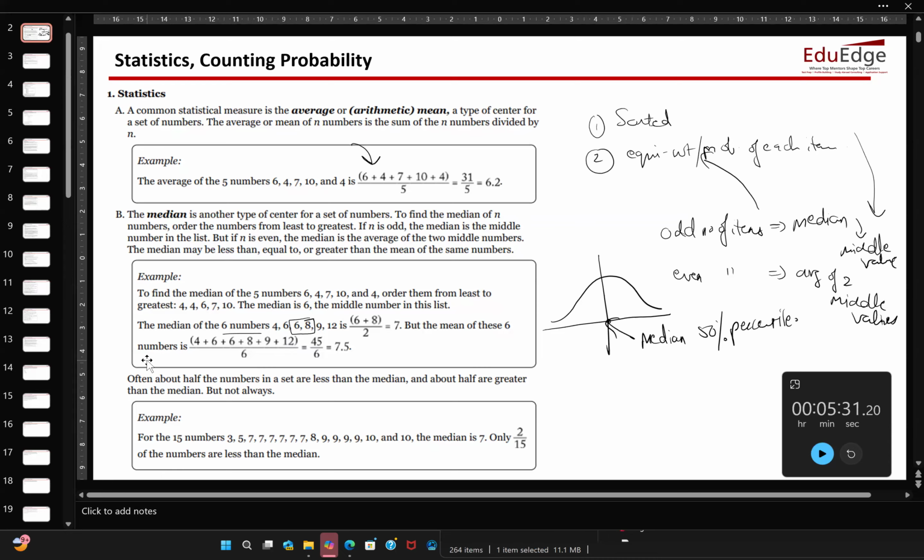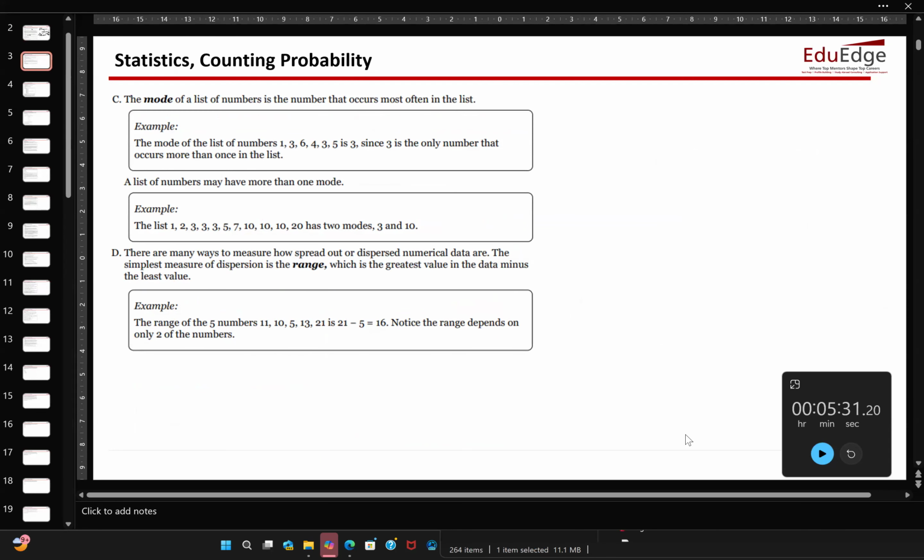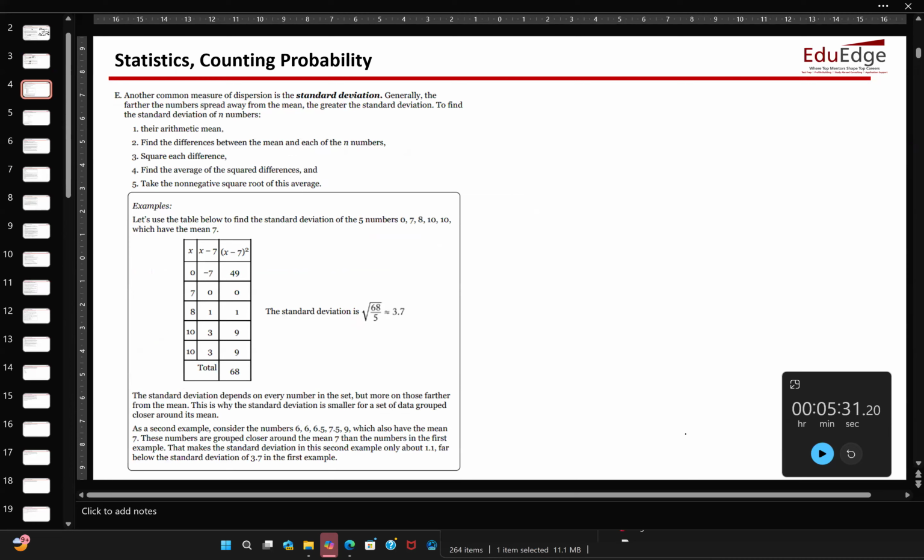Okay, what else do we have? Mode is the number which occurs the most in the list. So this is the list, and three is occurring the most. So that becomes your mode. Range is the difference between the highest and the lowest value. If these are five numbers in a set, the least is five and the maximum is 21. So the range is 16. So, simple things.